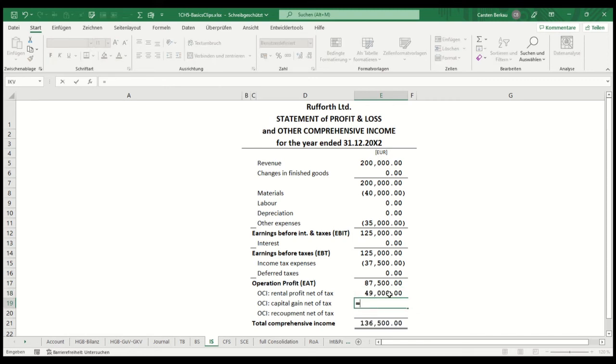The capital gain is always the net selling price less the cost of acquisition. As the company bought the property for 1 million and sold it for 1.4 million, it will be 400,000. Only 80% thereof will be taxable income. And I don't want to deduct the taxable income, I want to deduct the taxes, so I multiply that by 30%.